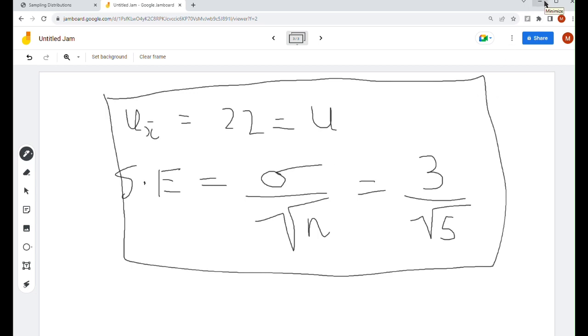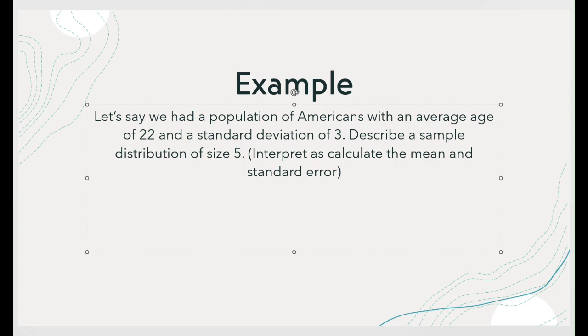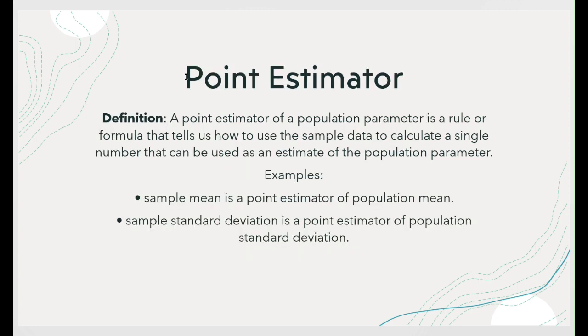Of course, we're not going to show the frequency of every single sample and all the different combinations and all that stuff, because that's too much work. Right. Moving on. So we have this term called point estimator. A point estimator of a population parameter is a rule or formula that tells us how to use the sample data to calculate a single number.